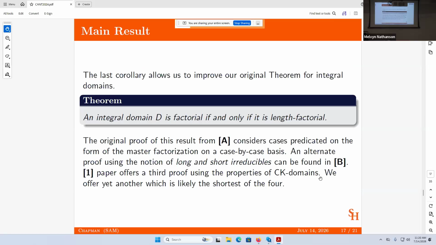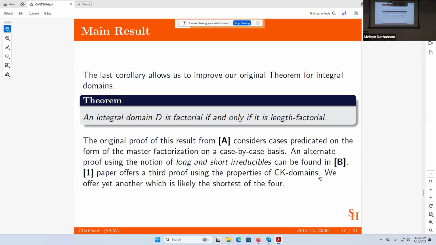An integral domain D is factorial if and only if it's length factorial. Okay. So obviously left to right is trivial, but you can come backwards. And there are two proofs in the literature, maybe three. And in this paper that I just wrote with Kuykendall, there's another proof that hinges on generalized Cohen-Kaplansky domains.